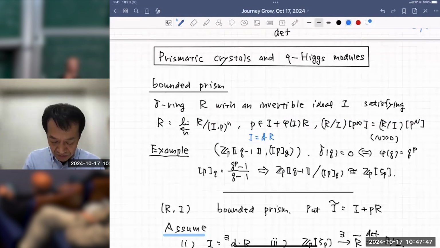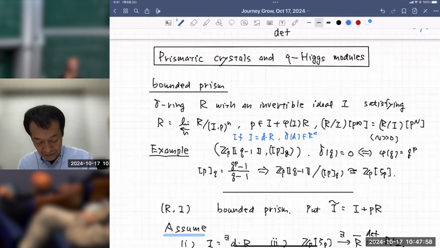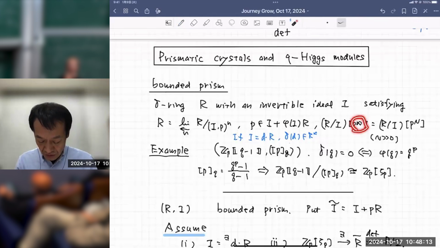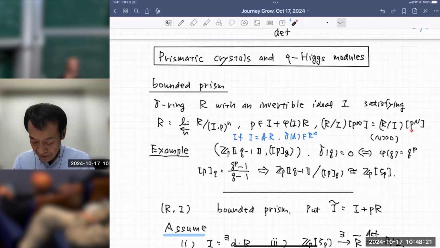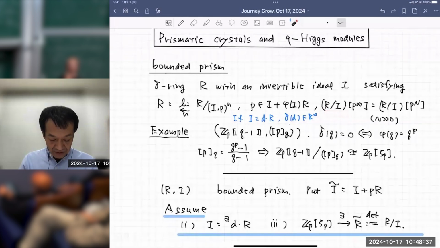But if it is globally principal, so if I is generated by one element, then this condition is equivalent to delta of d being a unit. And the last condition is that the p-power torsion of R mod I has bounded exponent, which means that it is equal to the p to the n torsion for n sufficiently large. And this implies that R mod I is p-adically complete, classically. We need this property to define a prismatic site and prismatic cohomology and so on.